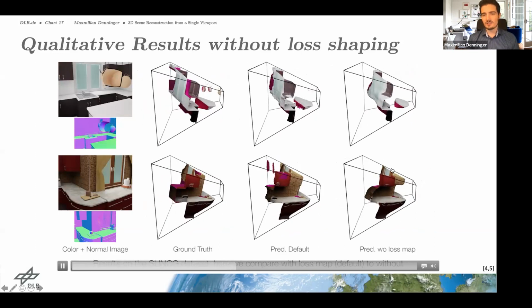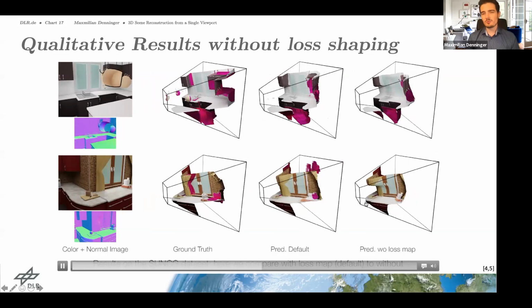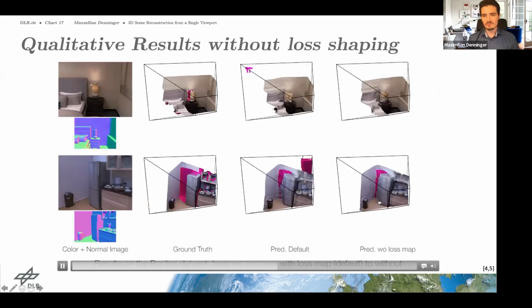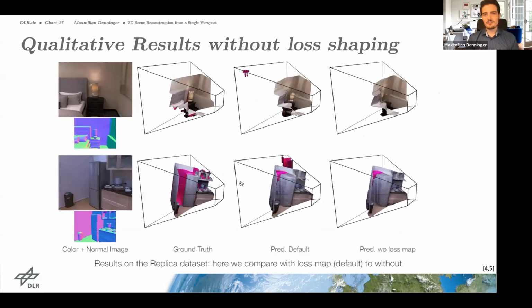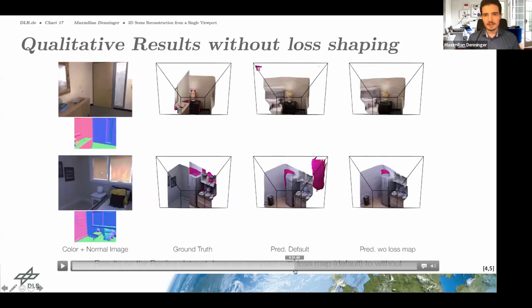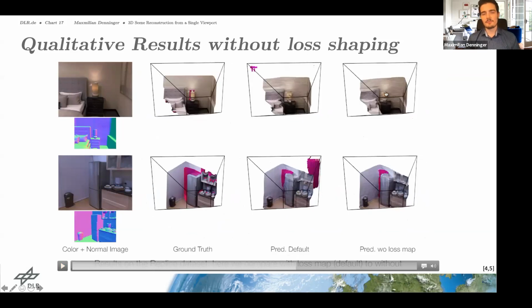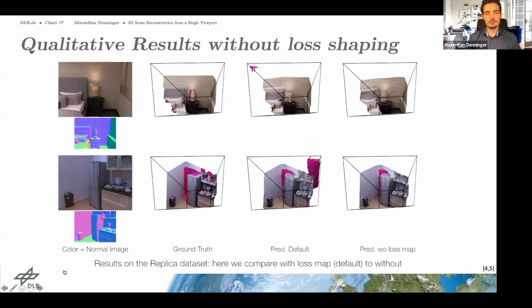Sometimes there are even weird artifacts which do not appear in the normal version. I'm not completely sure why this is happening. Replica, it's similar though. Here, if you go a tiny bit back, we can see that this lamp here is completely missing in the prediction, which is present in the default version.